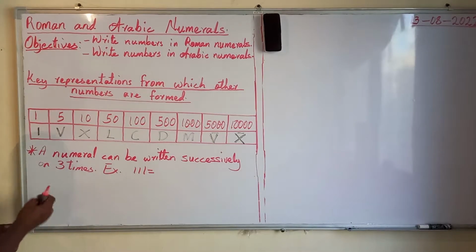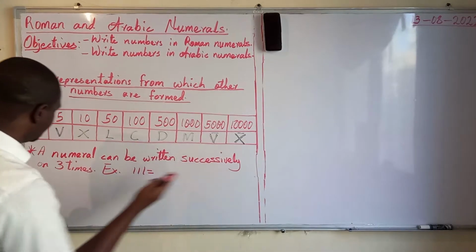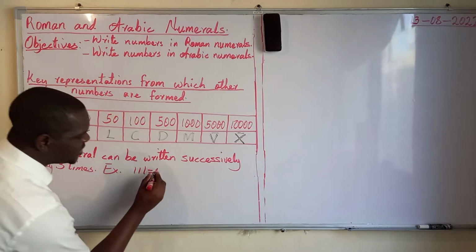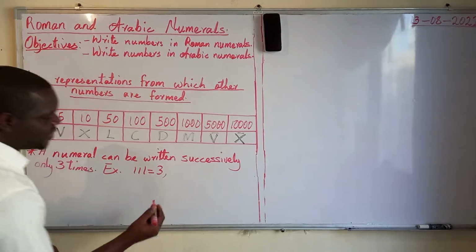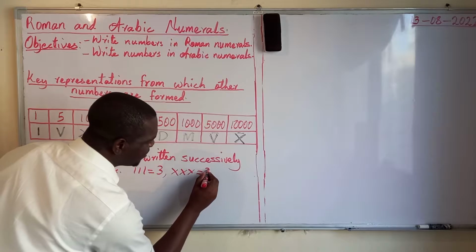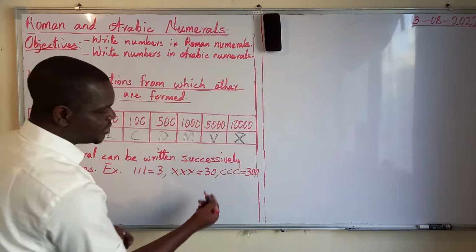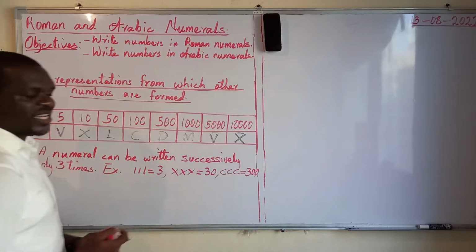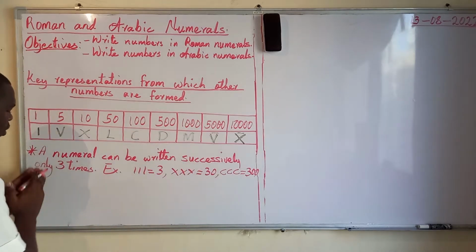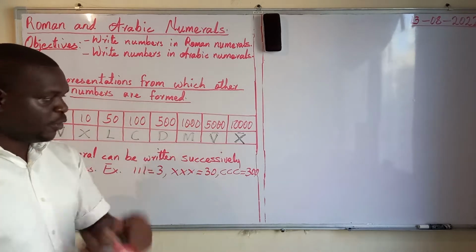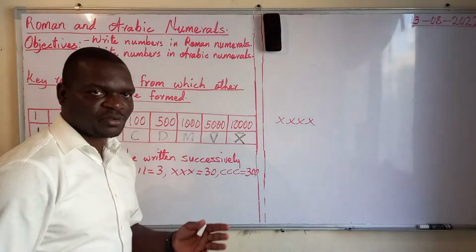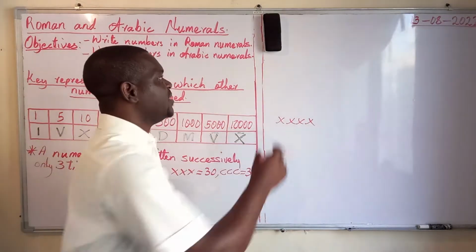Let's look at this example. A numeral can be written successively only 3 times. Example, III means 3. Another example, if we write XXX, it means 10, 10, 10, that is 30. We can also look at another example like CCC, which means 300. So this is what we mean by a numeral can be written successively only 3 times. Therefore, if you see something like XXXX, it is wrong. So we allow a maximum of 3 times.